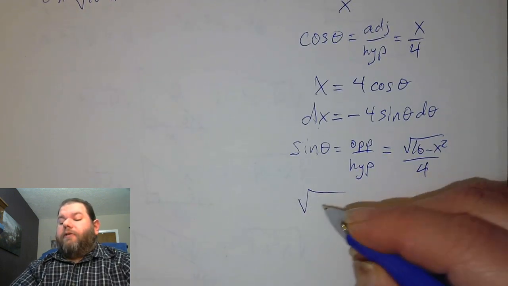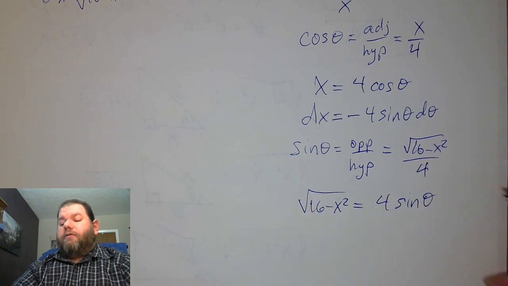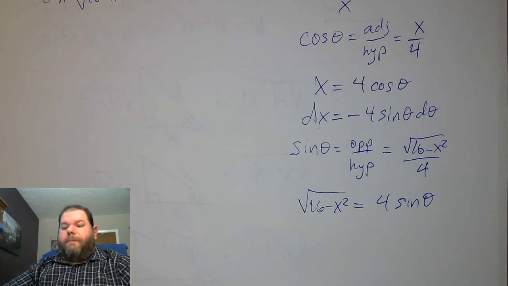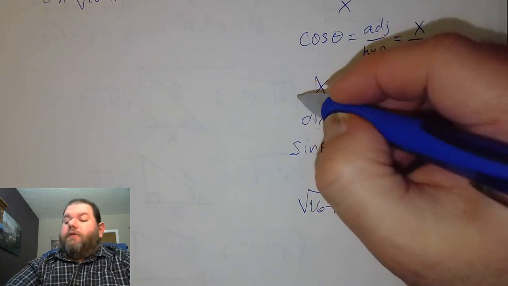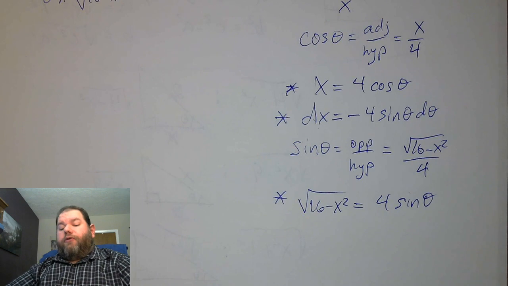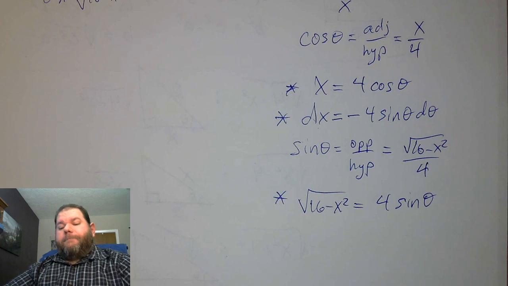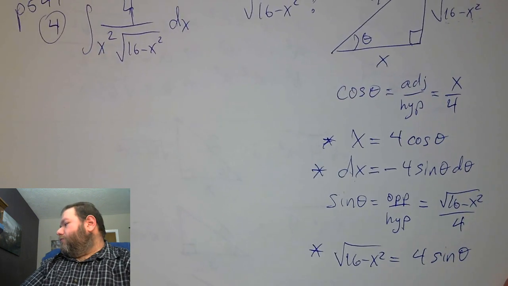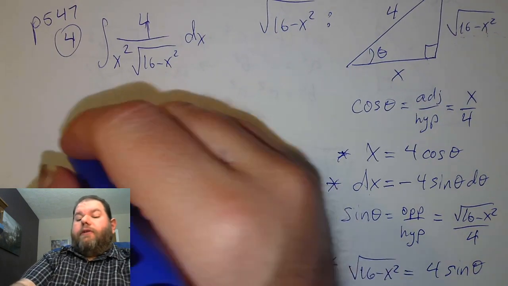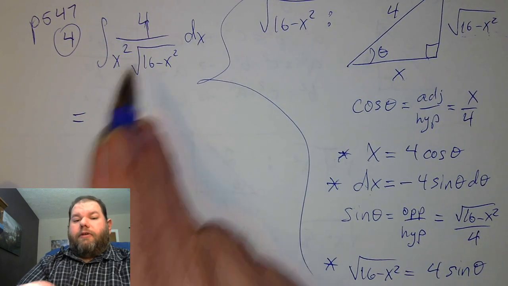And so we can say, based on that, the square root of 16 minus x squared is 4 times sine of theta. So these are our key terms that we're looking for, because those are all elements that are part of this integral that we're trying to solve. We have x, we have dx, and we have the square root of 16 minus x squared. And so, we take all this information we just gathered and plug it into this integral.